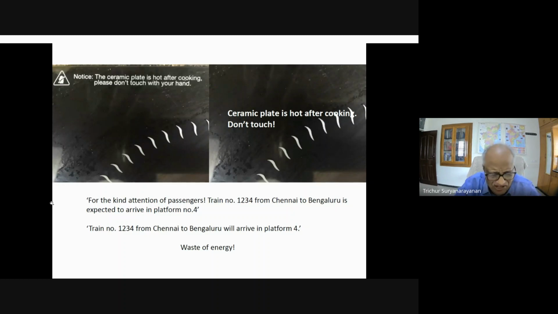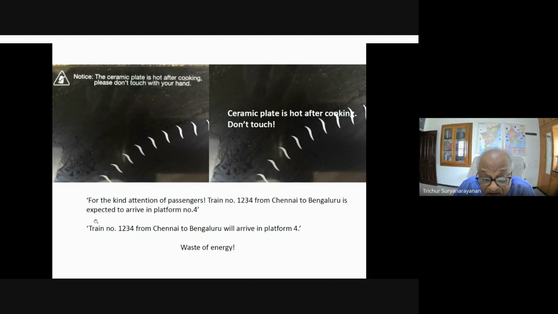And I'm terribly irritated about this announcement in all our railway stations: "For the kind attention of passengers, the train number 1234 from Chennai to Bangalore is expected to arrive in platform number 4." If I were the announcer, I would say, "Train number 1234 from Chennai to Bangalore will arrive on platform 4." In a crowded platform, it will only be the passengers who listen to an announcement, not the people selling cakes and bananas. And why kind attention? I have my ticket. I have to take the train when it is ready.